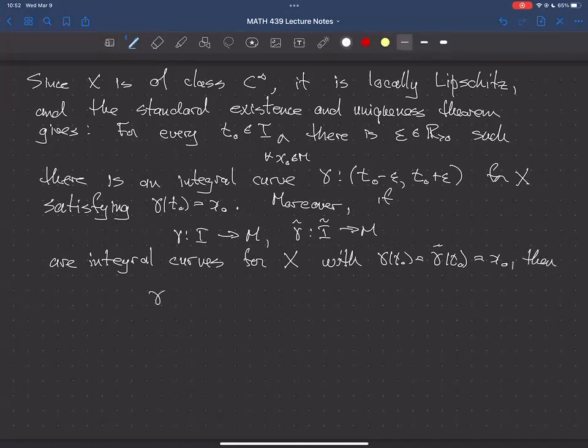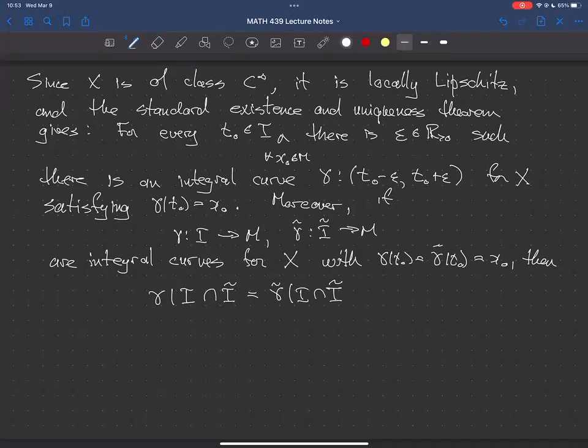Okay, gamma restricted to the intersection of the two intervals is equal to gamma tilde restricted to the intersection of these intervals. Okay, so that's existence and uniqueness. All right. Now what you can do is argue like this.